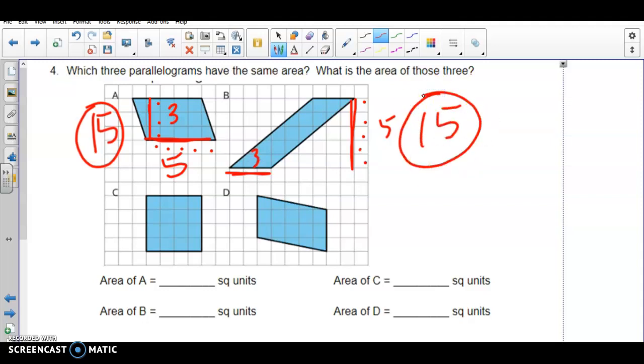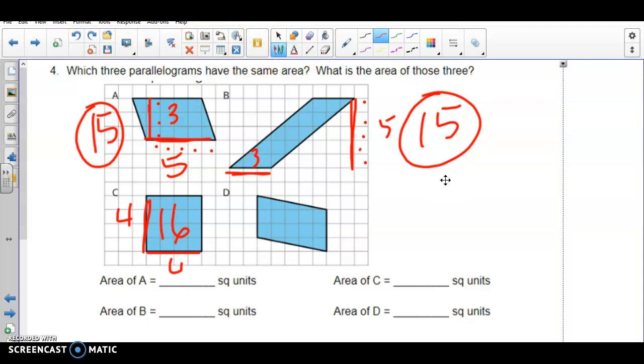For B. For C, we're going to have a length and a width because it's a square. So the length is 4 and the height is 4. So that would be 16. Okay, so that one is not going to have the same area. So let's see if D actually works out.